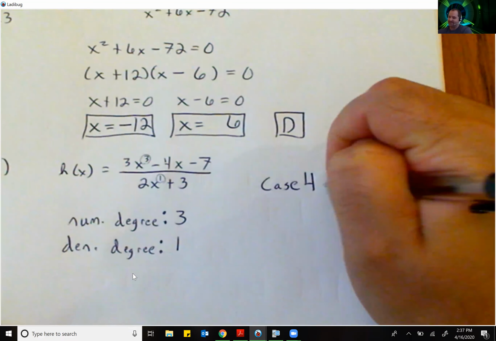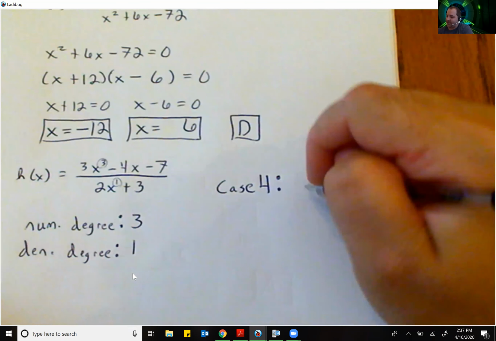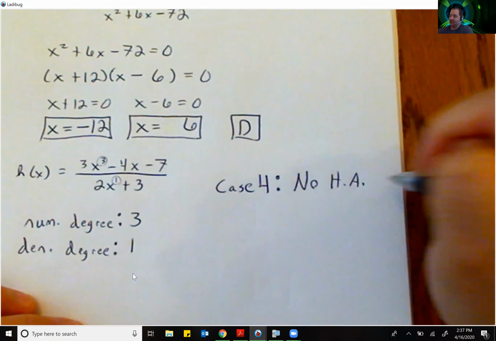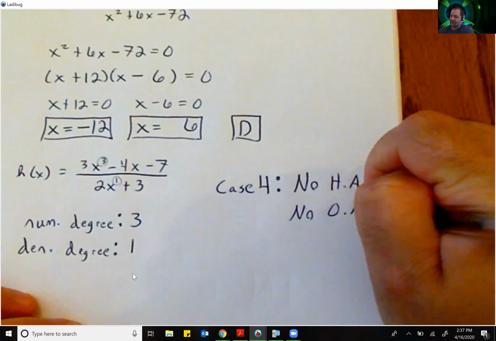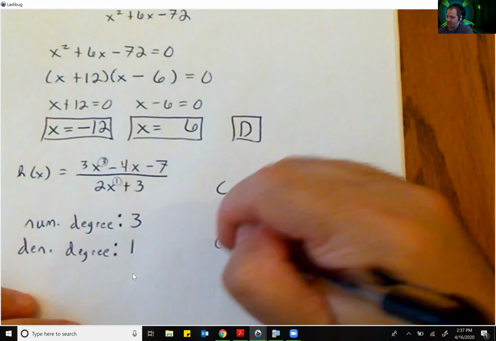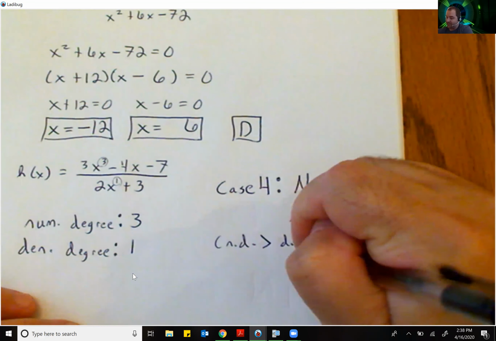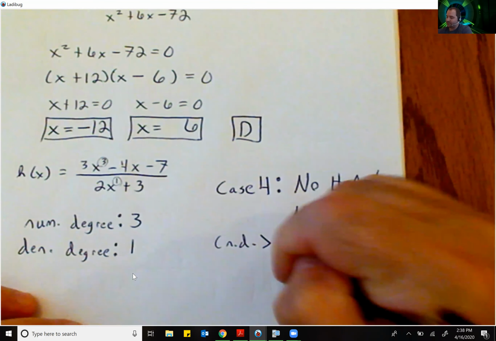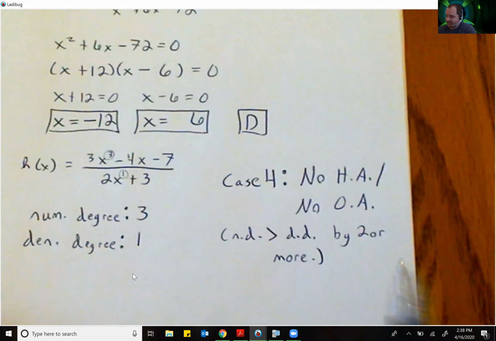Thank you for taking us through those cases, Lorraine. This is a case 4. So case 4 means that there is no horizontal and actually no oblique. Case 4 is when the numerator degree is bigger than the denominator degree by 2 or more. I'll make sure to have those notes in front of me.